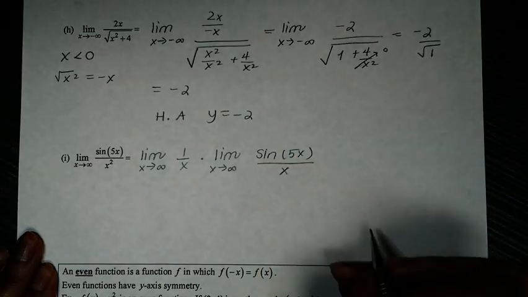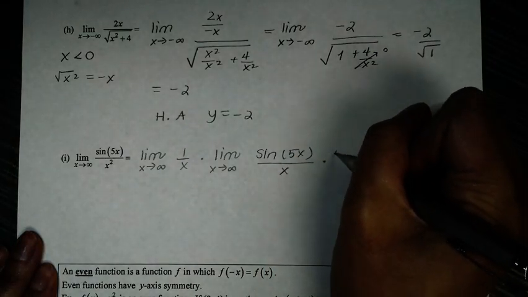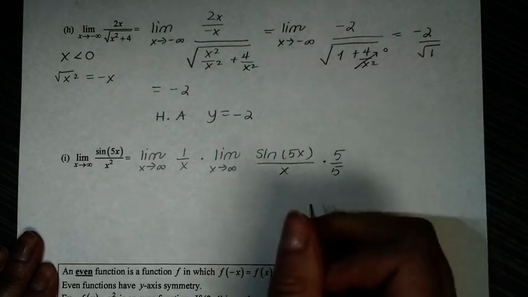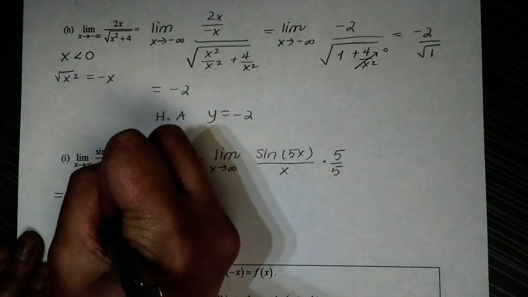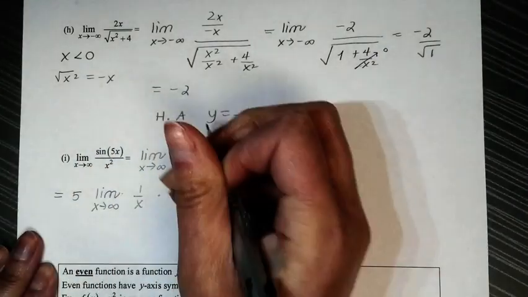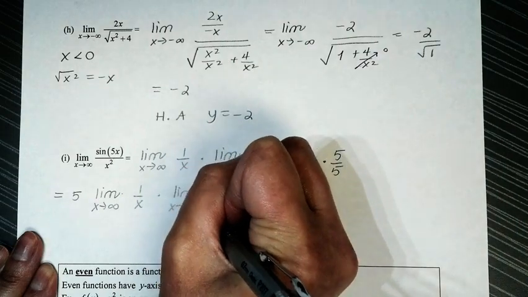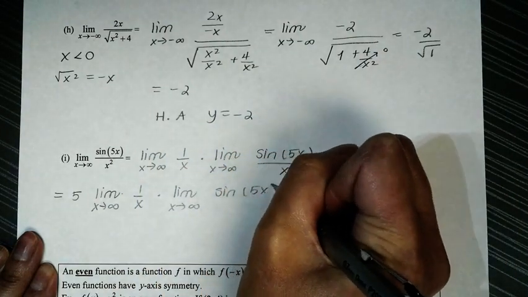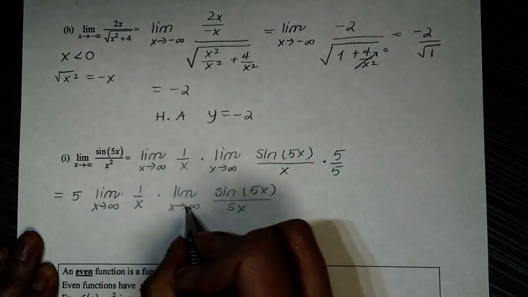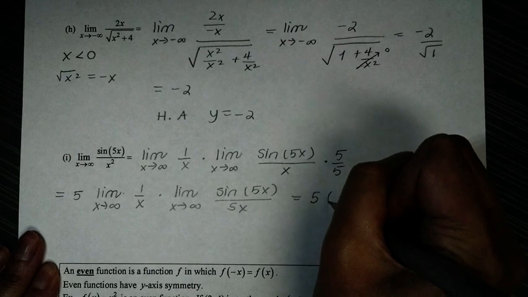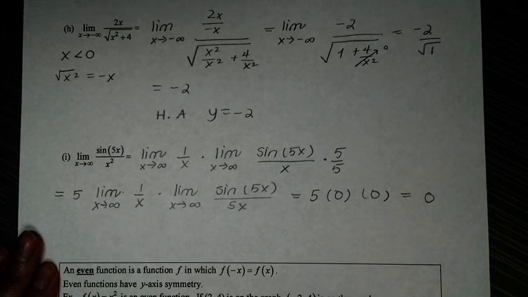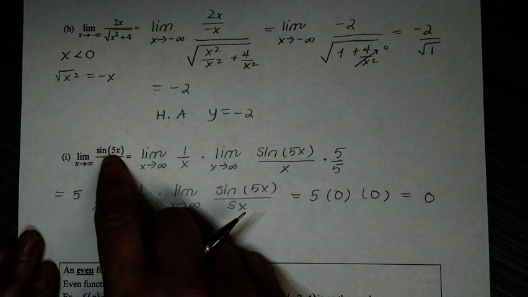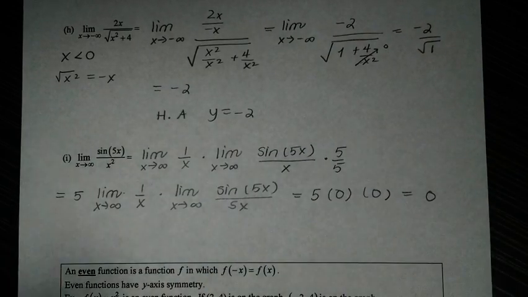If you remember from previous lessons, we were dividing by 5 over 5, so you have the 5 over here. I'm going to simplify it, so you have 5 times the limit when x approaches infinity of 1 over x, times the limit when x approaches infinity of sine of 5x divided by 5x. If you remember from previous lessons, this is going to be 5 times 0, times another 0, so this is going to be 0. So this one is different. Why? Because the numerator is not a polynomial, so we don't have the same situation, and I just wanted you to realize that particularity.